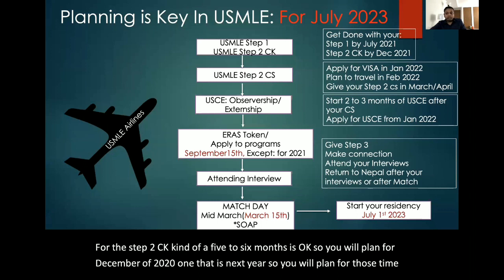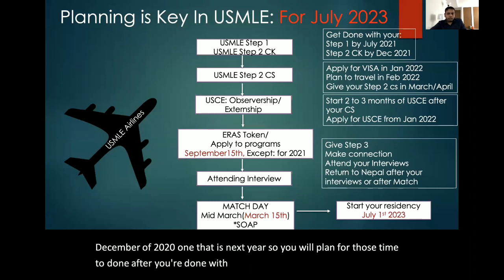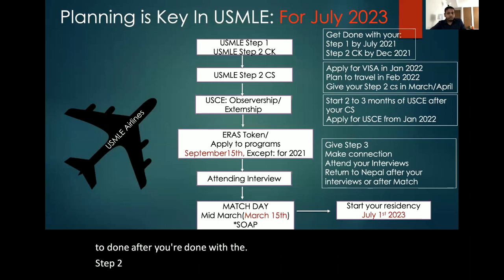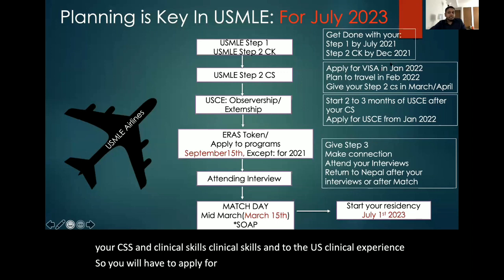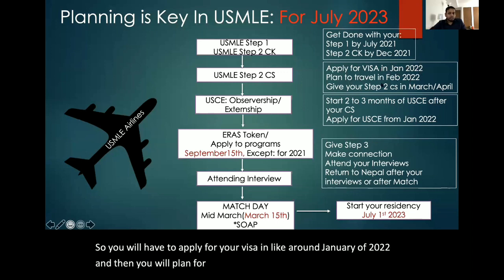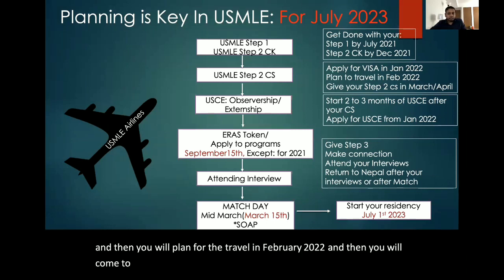After you are done with your step 2 CK, that's the point when you need a visa to come to US to give your CS, clinical skills, and do the US clinical experience. So you will have to apply for your visa in like around January of 2022, and then you will plan for the travel in February 2022, and then you will come to United States and you'll have to do your step 2 CS in March and April.